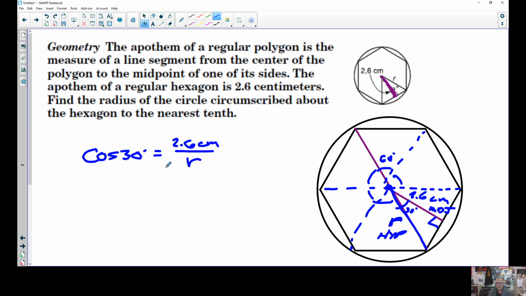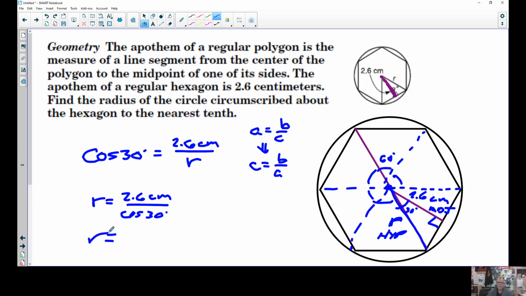So now, I'm going to use a little trick here that's going to come up a lot this year. If you have some value A equal to B over C, then you can actually switch these, because if I multiply by C and then divide by A, it essentially switches these two. So this implies this. So what I can do here is say that the radius is equal to 2.6 centimeters divided by cosine 30 degrees. Or you could go the slow way and multiply each side by R, then divide by cosine 30, but you're going to get the same thing.